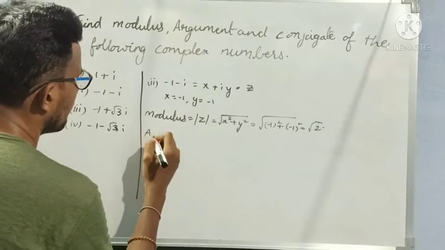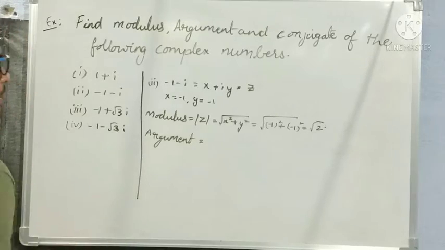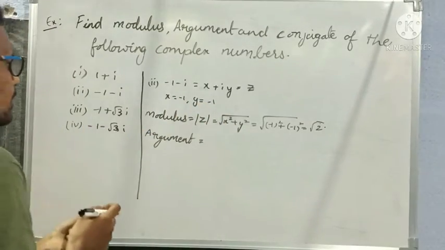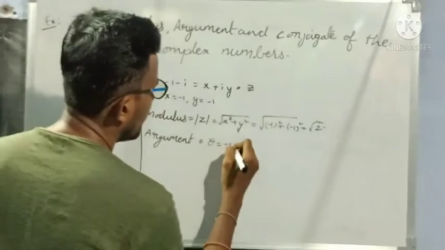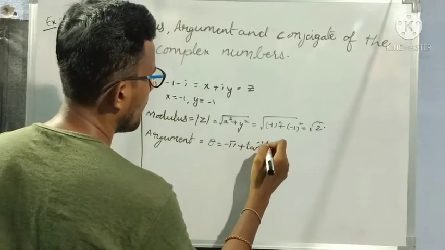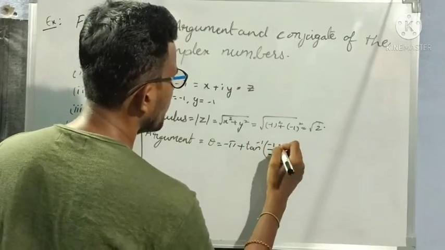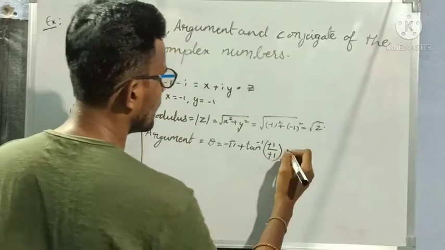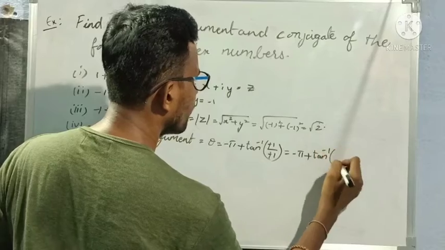Next, argument. While finding argument, we should be very careful. Here x is minus 1, y is minus 1, which means x is less than 0 and y is less than 0. Then my theta is equal to minus pi plus tan inverse of y by x, right? So y value is minus 1 by x value is minus 1. Minus and minus get cancelled. So that is equal to minus pi plus tan inverse of 1.